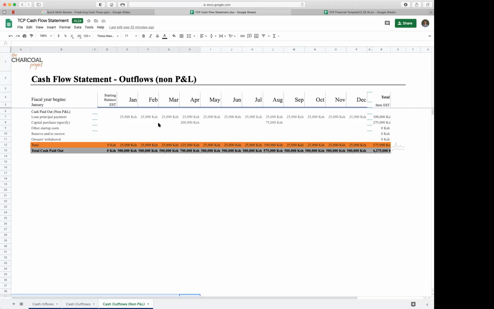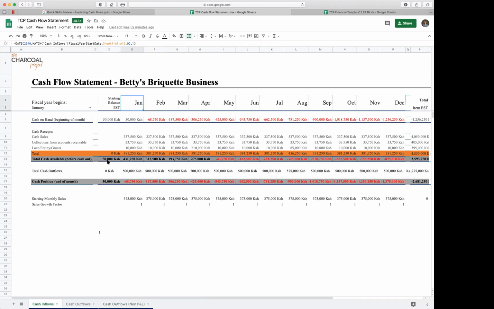So you can see how, if you have capital expenditures, or maybe this is where you take a draw. You're going to take a draw, and it's going to go against your retained earnings. Again, it's not a P&L item. It's just owner's draw. This is where you're going to put those non-profit and loss cash flow impacts. So once you've done these outflows, you go back to the inflow statement, and you have all the cash available on line 13 here, and then you have cash outflows. These just roll up from the other pages, and then your net cash position.